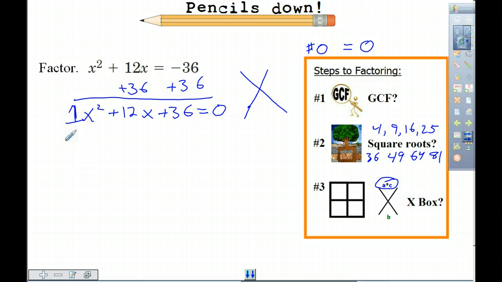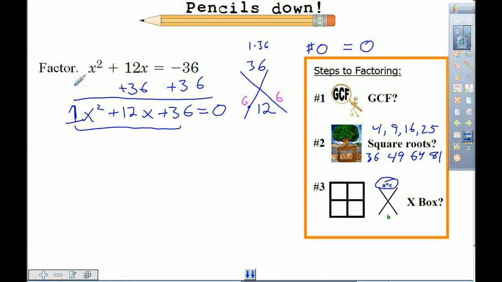So A times C would be just 1 times 36. 1 times 36 is C. And then B is going to be where? What 2 numbers work? 6 and 6. 6 and 6. Now here's what I'm going to do. I'm going to put the 6 and 6 right down here.